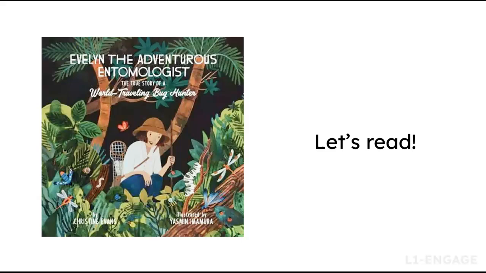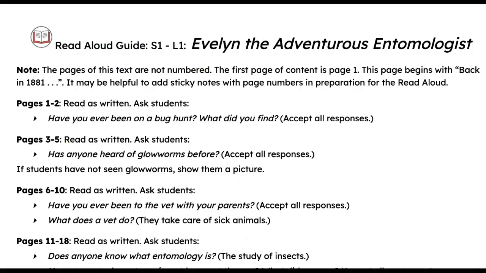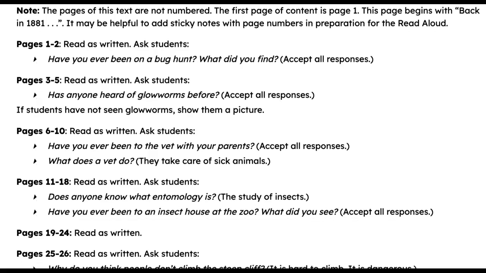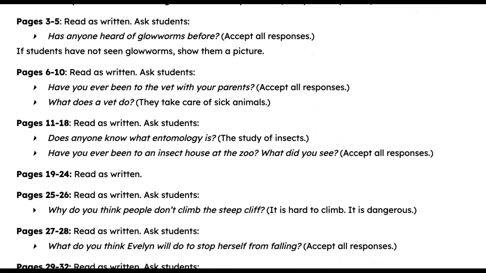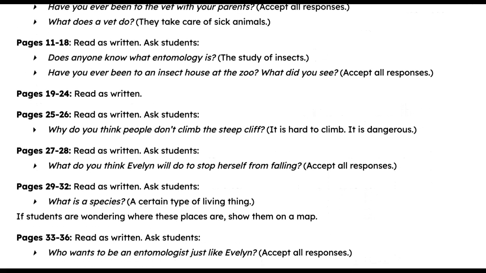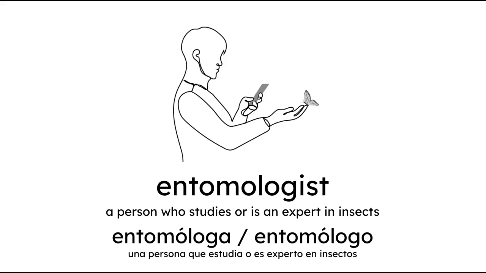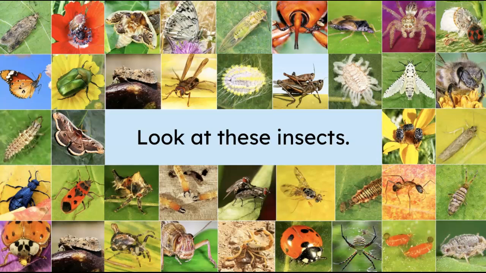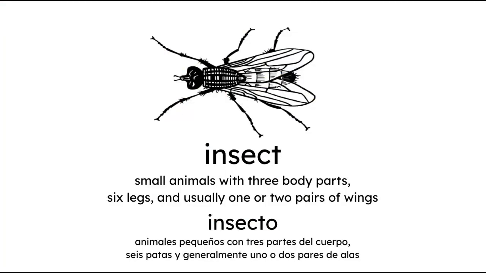You'll then read Evelyn the Adventurous Entomologist, the true story of a world-traveling bug hunter, as a class. Be sure to use the Read Aloud Guide for discussion questions and key ideas. You can post the Entomologist vocabulary card. You'll then show students the common characteristics among insects and post the insect vocabulary card.